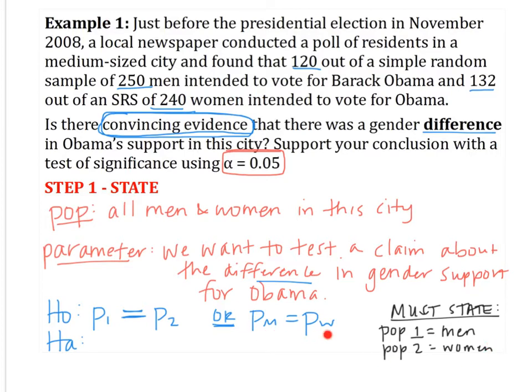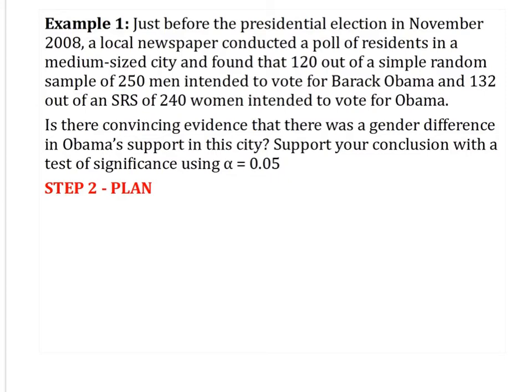Even if you use the M and the W, it's still really good to write this out because the reader on the AP exam needs to see this to give you full credit. The alternative hypothesis is that there is a difference in gender support. It doesn't say greater than or less than, it just says difference in the problem. So the alternative is P1 does not equal P2, or the proportion of men does not equal the proportion of women. So this is my step one, my state. Then I have to do the plan.